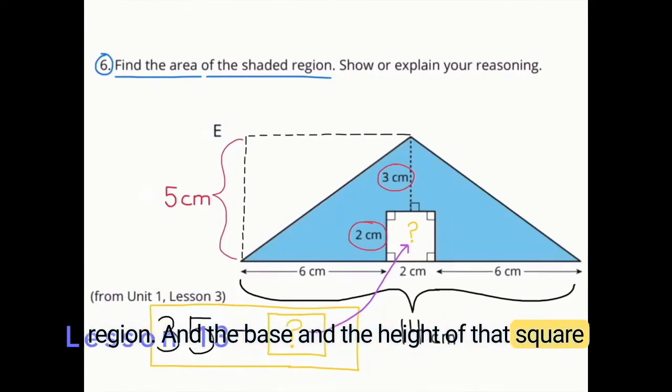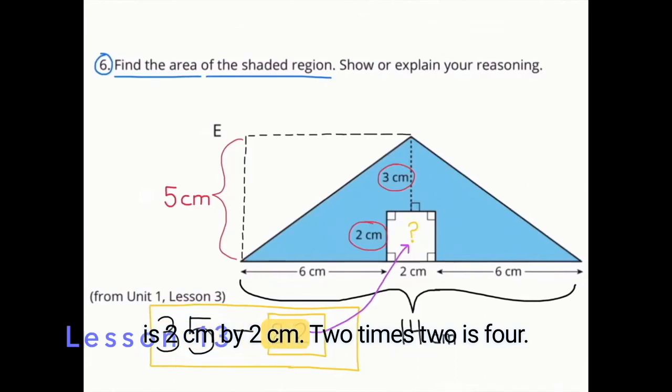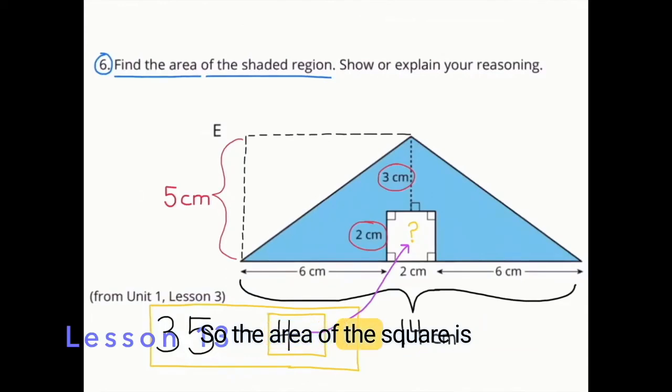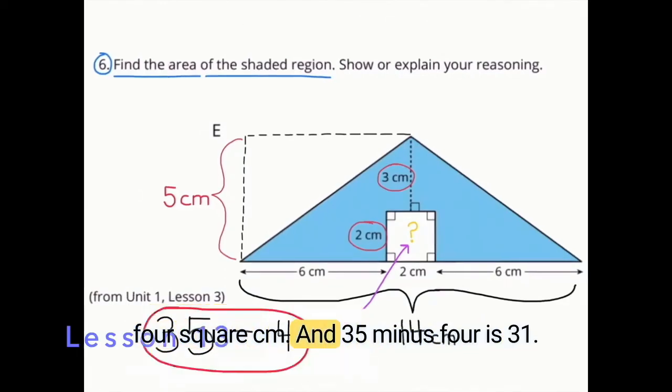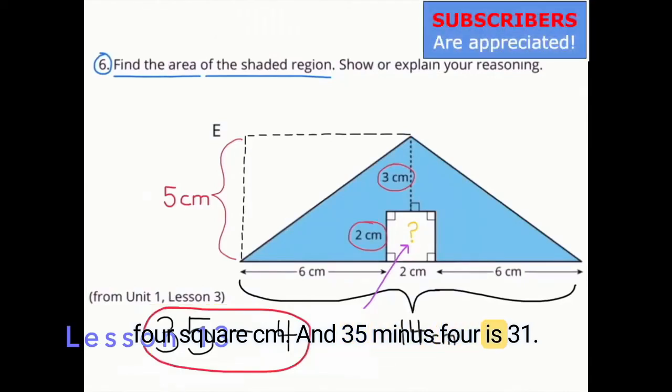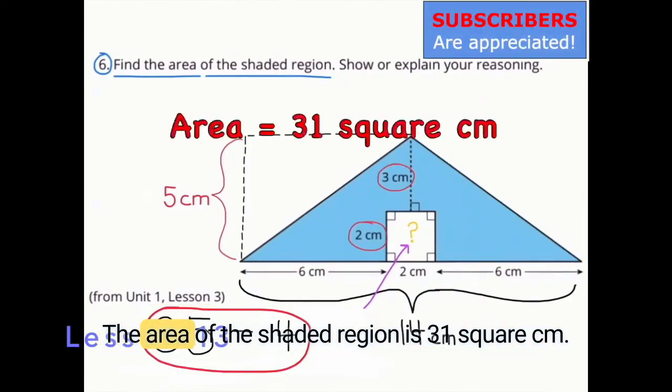Next, we need to remove the square from the shaded region, and the base and the height of that square is 2 centimeters by 2 centimeters. 2 times 2 is 4. So the area of the square is 4. And 35 minus 4 is 31. The area of the shaded region is 31 square centimeters.